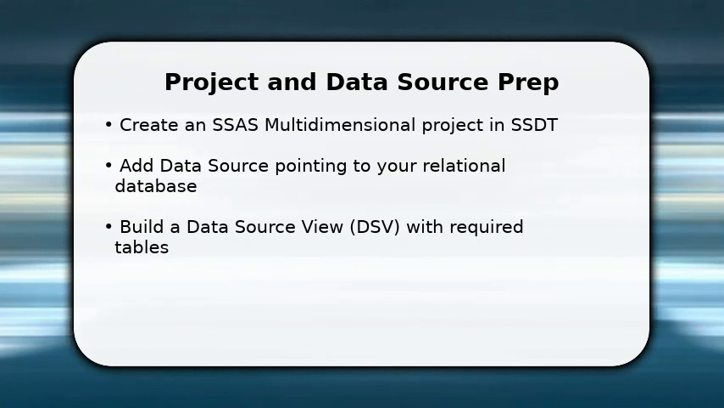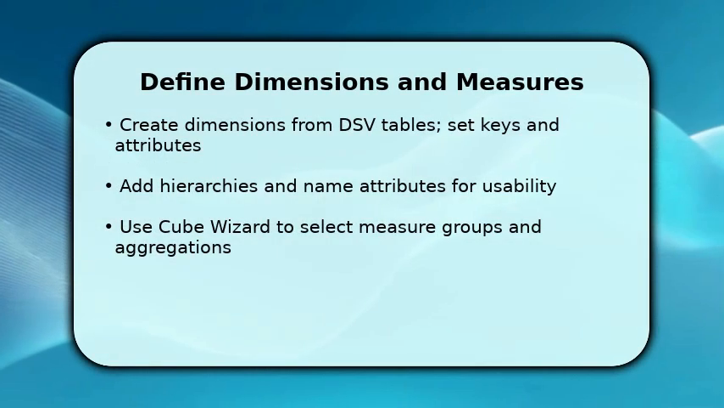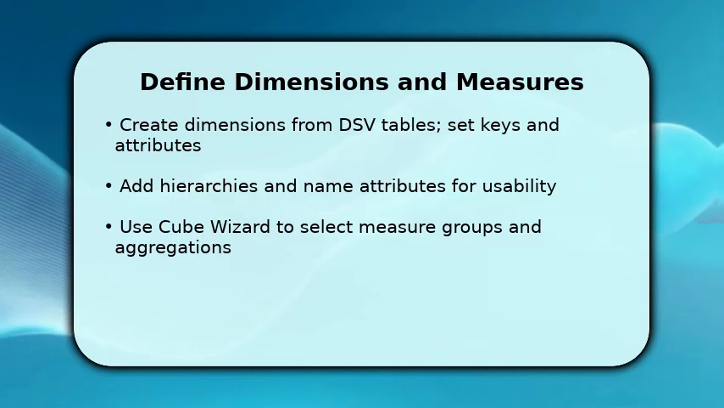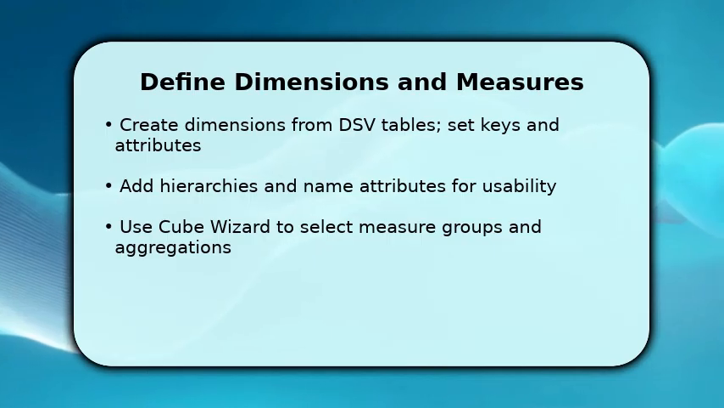You now define dimensions from the DSV tables, pick the key and name attributes, and mark attribute relationships for performance. Once dimensions are built, add user hierarchies, for example year, quarter, month, and set attribute properties like type and usage so browsing works intuitively.